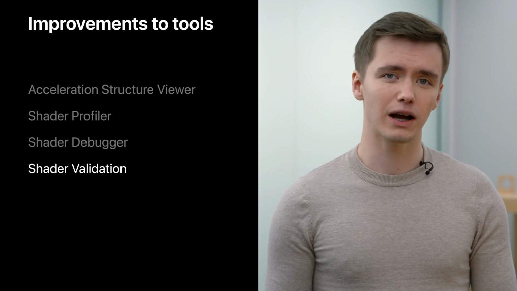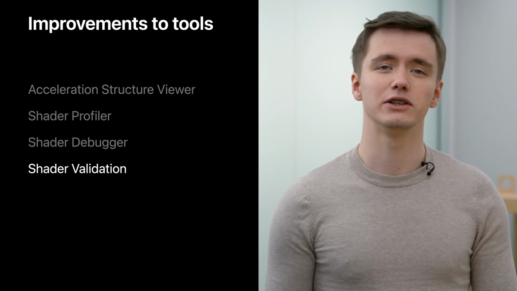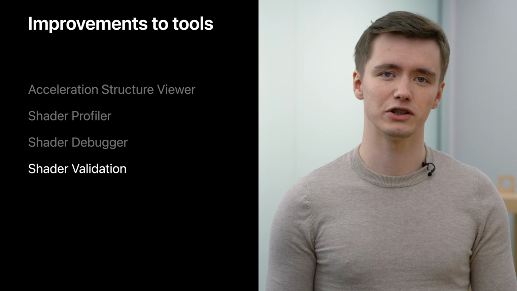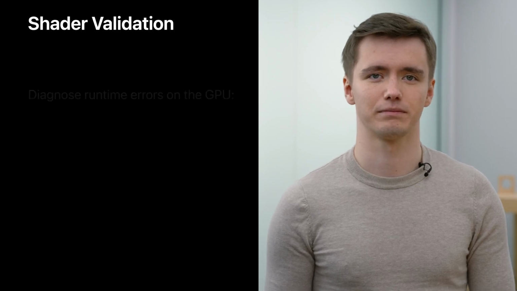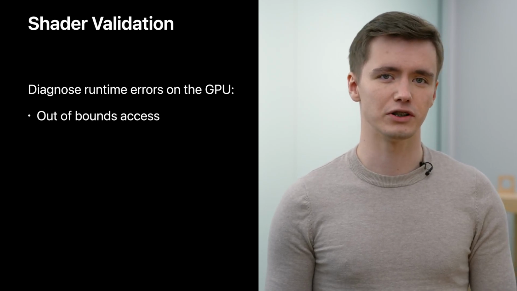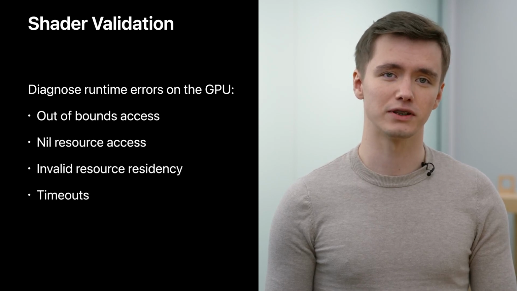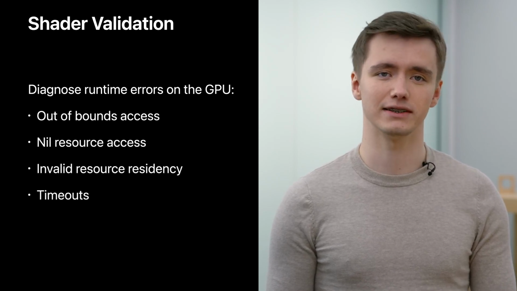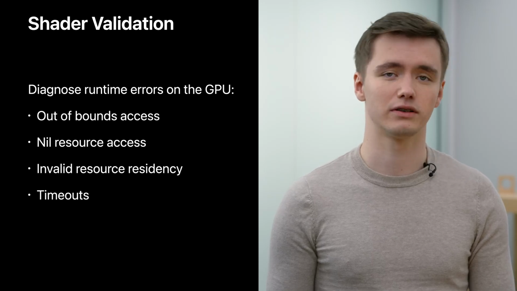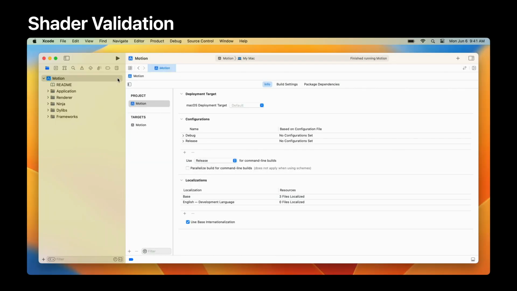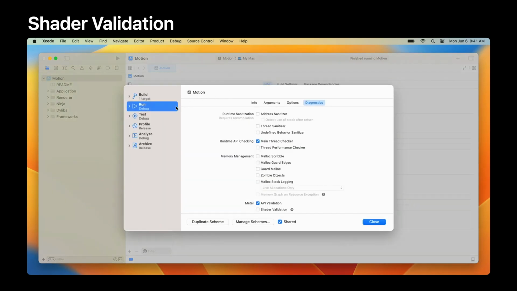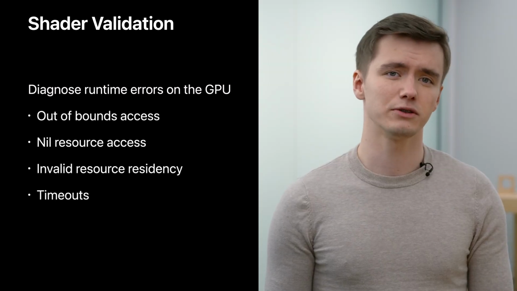Now, before you capture and jump into the shader debugger, it is often a good idea to enable shader validation at runtime. Shader validation is a great way to diagnose runtime errors on the GPU, catching issues such as out-of-bound memory accesses, null texture reads, and more. To enable shader validation in Xcode, all you need to do is go to the Edit Scheme dialog, select the Run action, and under the Diagnostics tab, tick the Shader Validation checkbox. And you're all set to go.